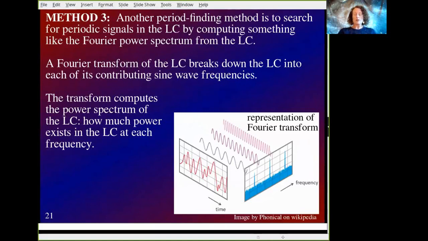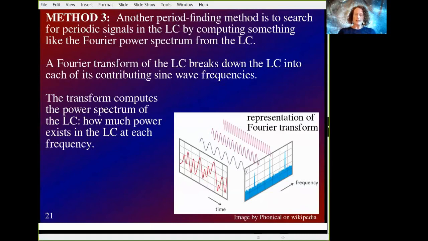The third period determination method is to search for periodic signals in the light curve by computing something like the Fourier power spectrum from the light curve. A Fourier transform of the light curve breaks down the light curve into each of its contributing sine wave frequencies. The transform computes the power spectrum of the light curve, how much power exists in the light curve at each frequency. The diagram here is trying to represent how a Fourier transform works.